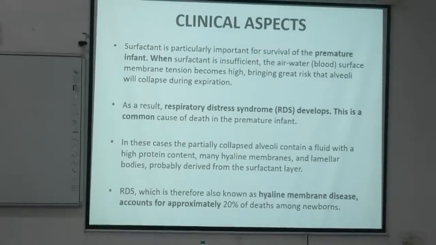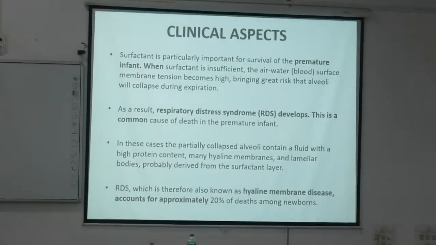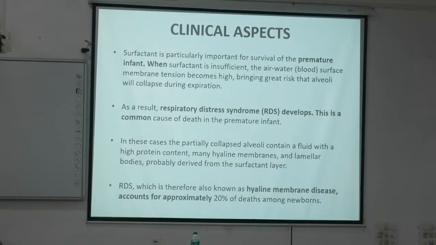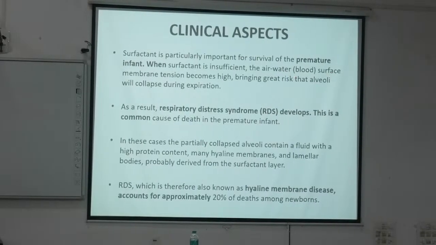Now, clinical aspect. Surfactant is particularly important for survival of the premature infant. When surfactant is insufficient, the air-water-blood surface membrane tension becomes high, bringing great risk that alveoli will collapse during expiration. As a result, respiratory distress syndrome (RDS) develops. This is the common cause of death in the premature infant.